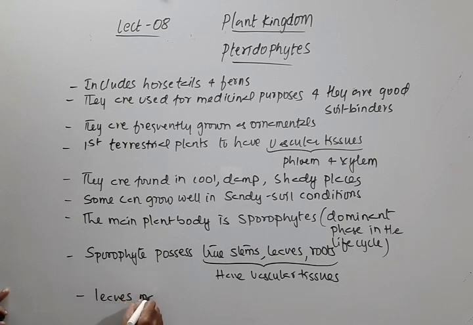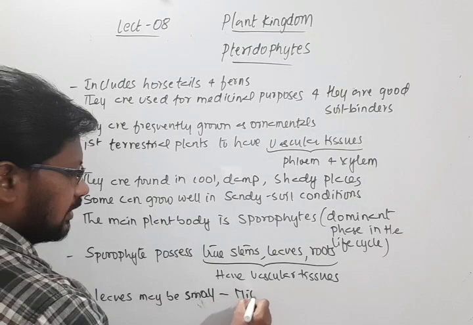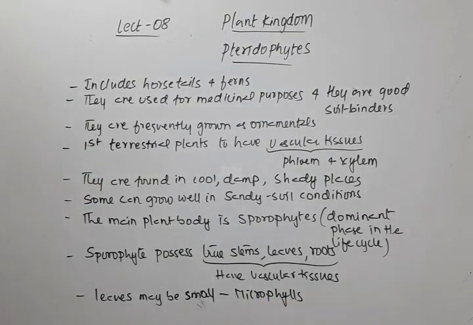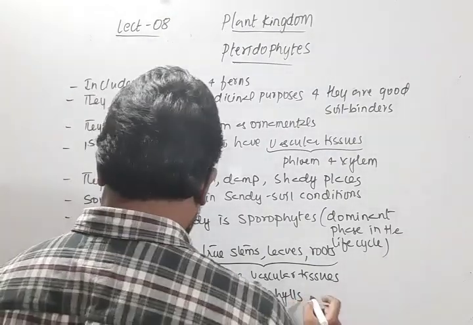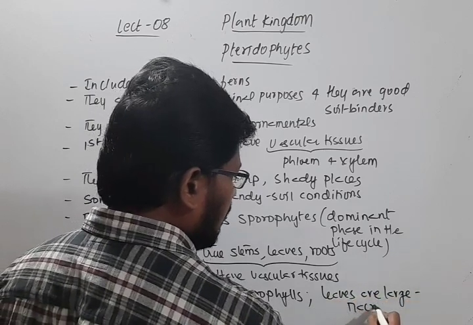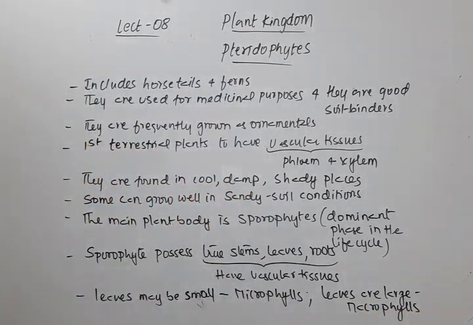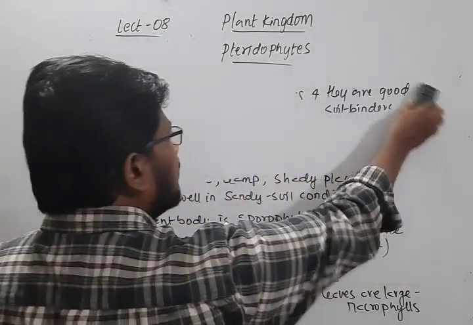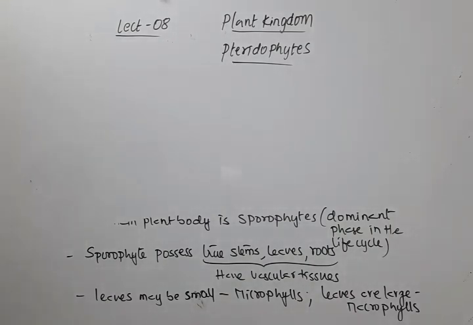So leaves may be small. If leaves are small in size, then they are called microphylls. And in some cases we see the leaves are large. So if leaves are large, then the condition is called macrophylls. Microphylls and macrophylls. So microphylls are the leaves that are smaller in size, and macrophylls are the leaves that are bigger in size, right?